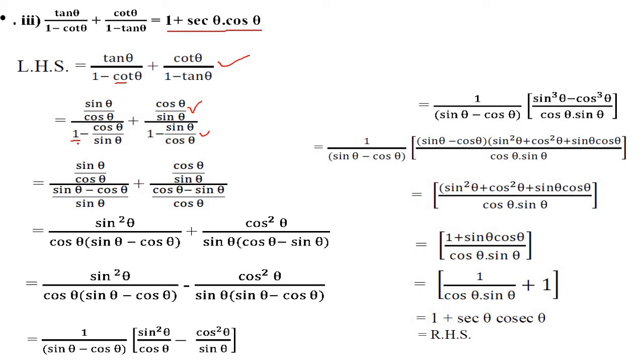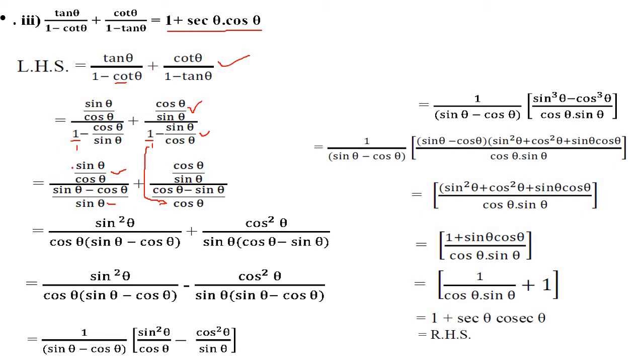Now you take the LCM of the denominators. The numerator you write as it is, sin theta by cos theta. LCM of 1 and sin theta is sin theta, so we get sin theta into 1 minus cos theta by sin theta, that is sin theta minus cos theta by sin theta. Plus the numerator as it is, cos theta by sin theta. The LCM of 1 and cos theta is cos theta, so we get cos theta into 1 minus sin theta by cos theta, that is cos theta minus sin theta by cos theta.